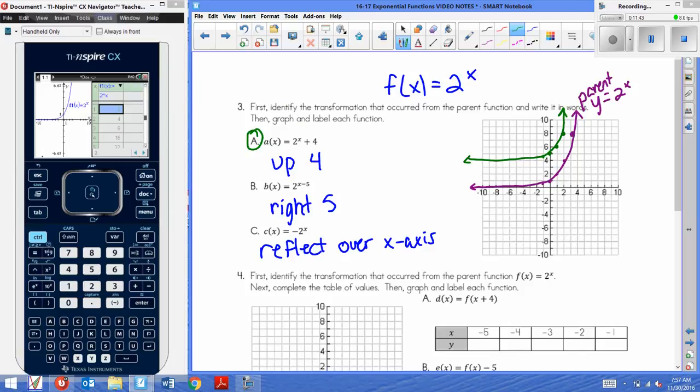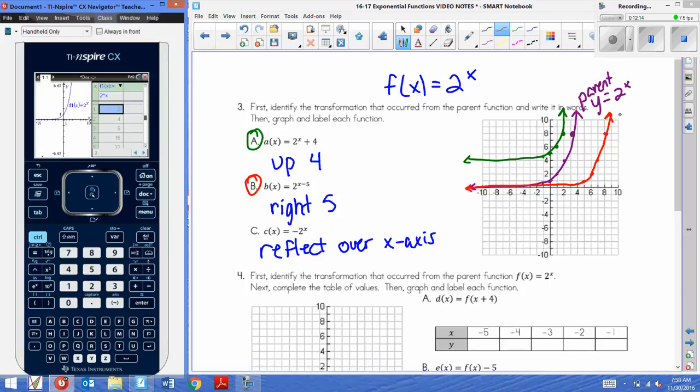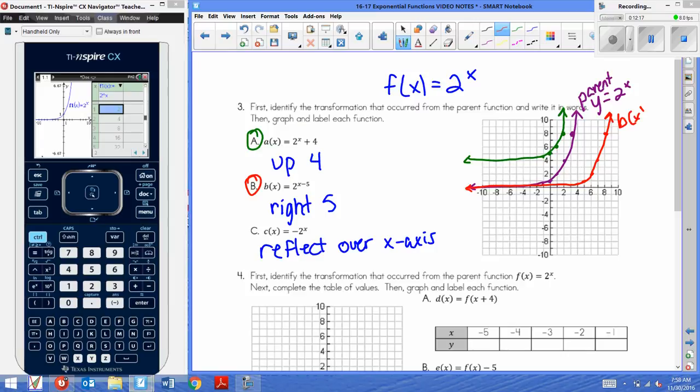All right, B, let's move the parent function to the right 5. I'll do this in red. So go back to my purple function, and we're just going to move every single one of our points to the right 5. Notice how our asymptote didn't change here. We're still seeing that asymptote happening at y equals 0, or the x-axis. And one thing I'm just realizing, I didn't label, so let's go ahead and do that. This is b of x, and this was a of x.